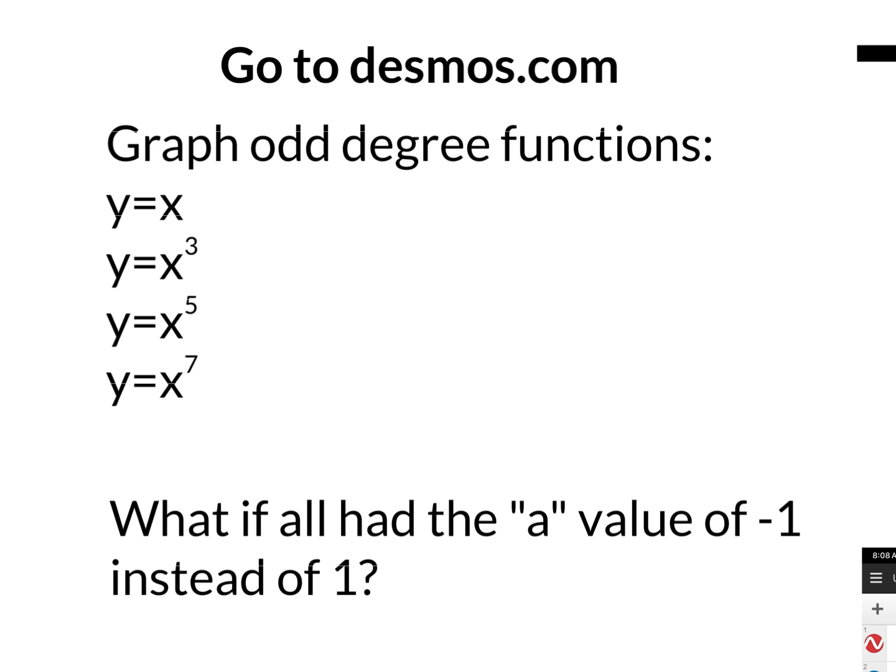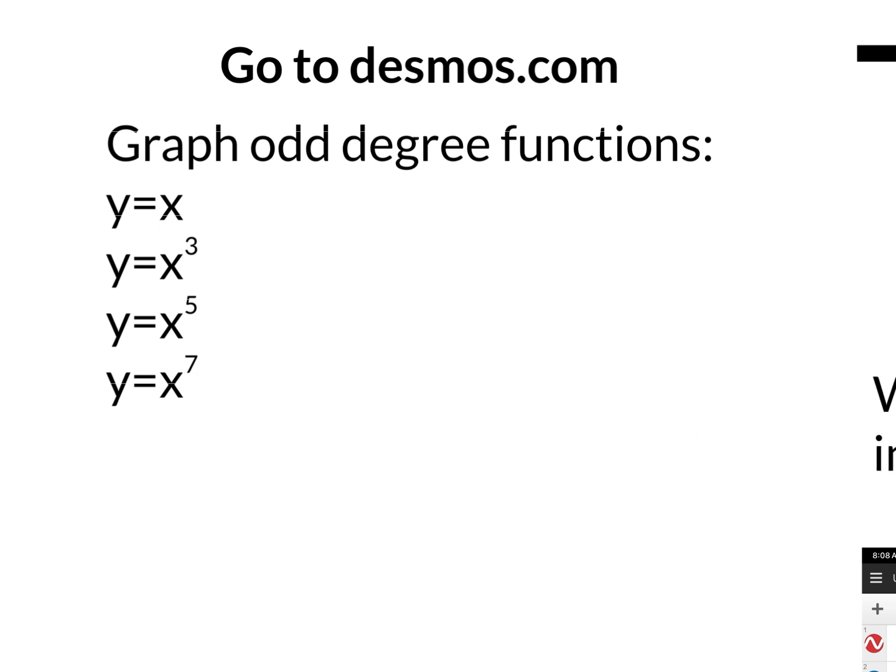Go to desmos.com, go to the graphing calculator app on Desmos, and I want you to type in a bunch of odd degree functions. y equals x, y equals x to the third, y equals x to the fifth, y equals x to the seventh. Type them in, and let's just look and see if we could conclude anything. Hold off on that. Go for it. Type it in. I'm going to pause it. I'll unpause it once everybody has it typed in.